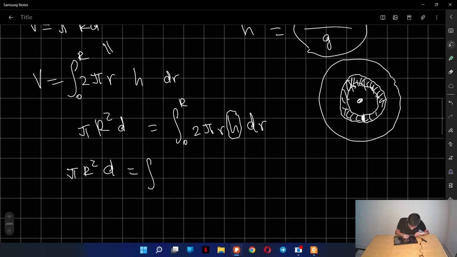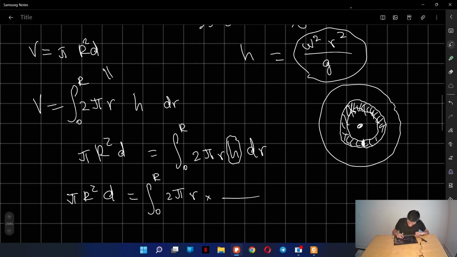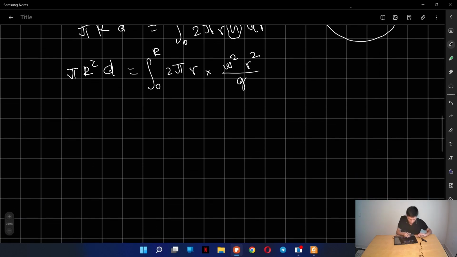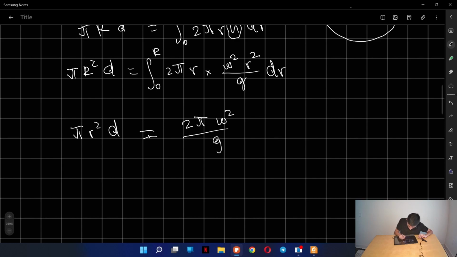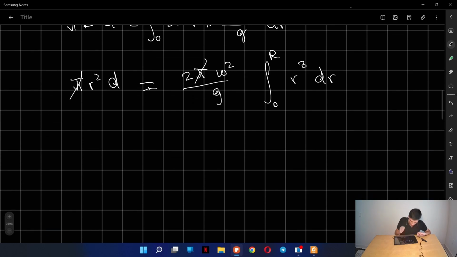Okay, so just to see what happens. 2 pi r times omega squared r squared over g, and don't forget the dr. If I pull out all the constants from our equation, it's going to be 2 pi omega squared over g, and from 0 to R, r cubed dr. And as we notice, pi is going to cancel.